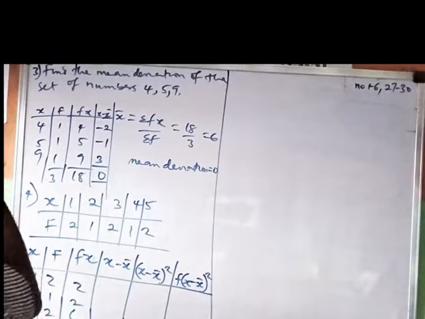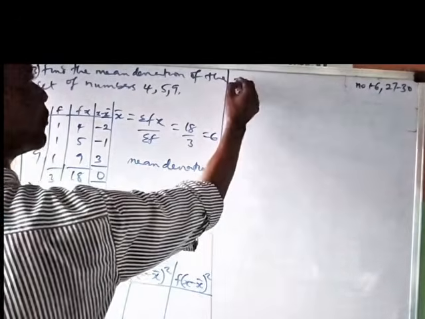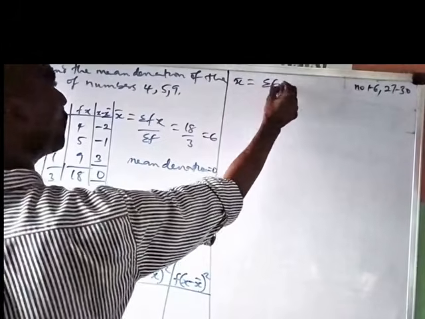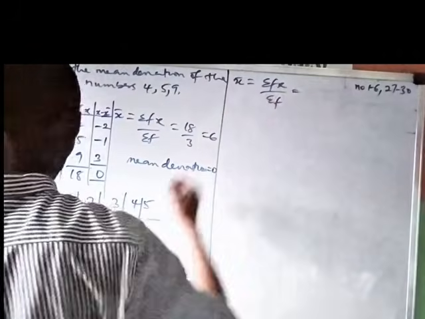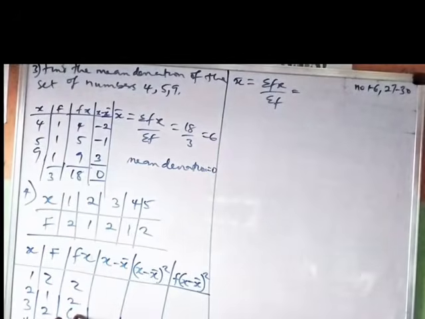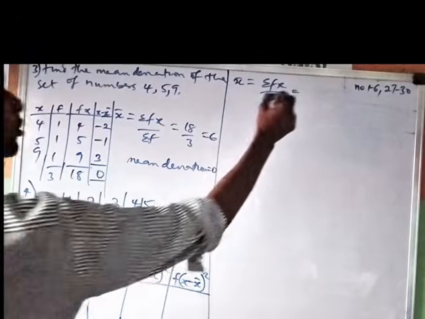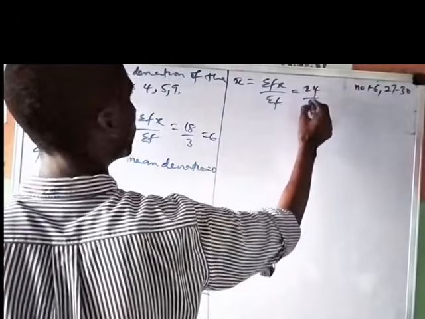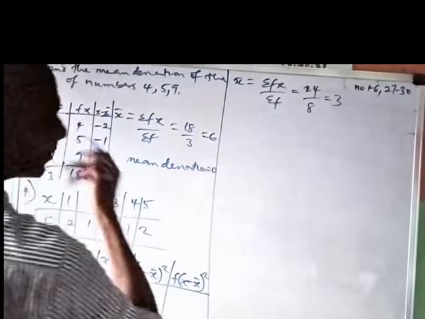Then we need to find our mean. The mean will be what? Summation fx over summation f. Summation of fx is 24. Summation of f is 3, 6, 7, 8. So that's 24 over 8. That's equal to 3. That's the mean.